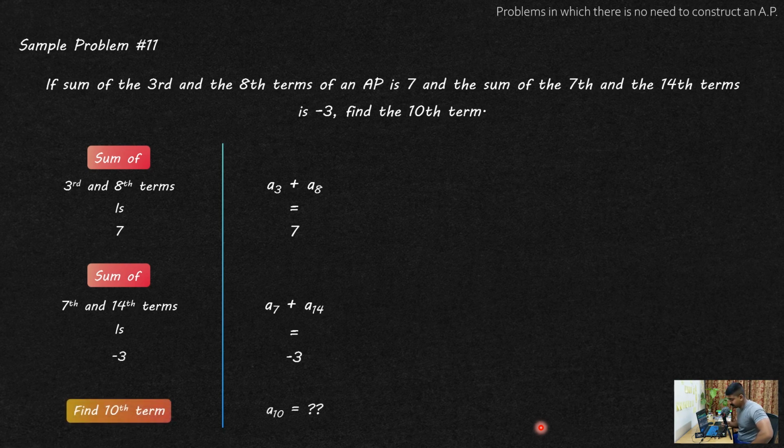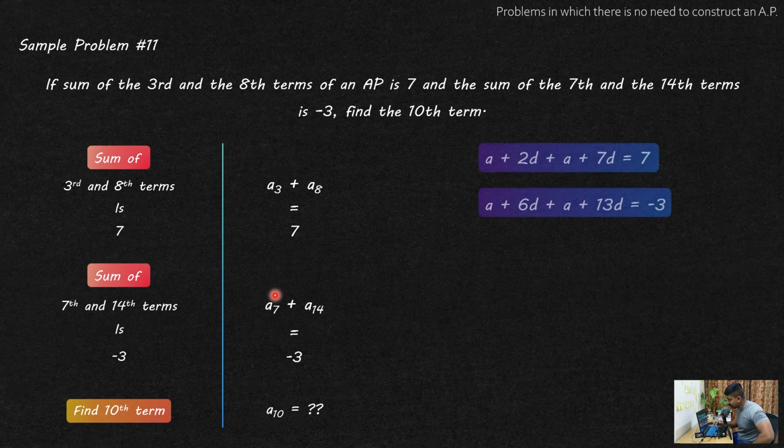Find the 10th term. It means we need to find A10. We have these two important pieces of information. From these two, we can construct two equations in two variables. So we have 2A plus 9D equals 7, 2A plus 19D equals minus 3. From these two equations, we can simply find the value of A and D.